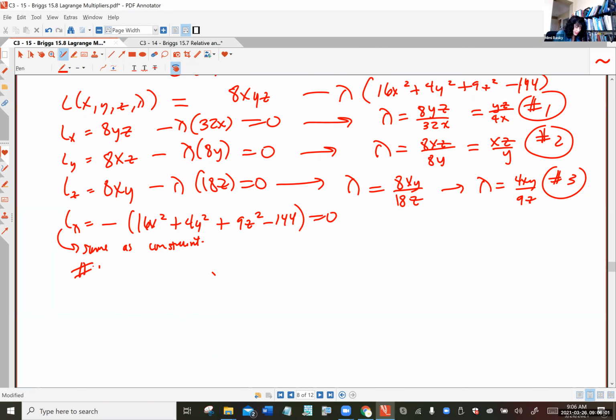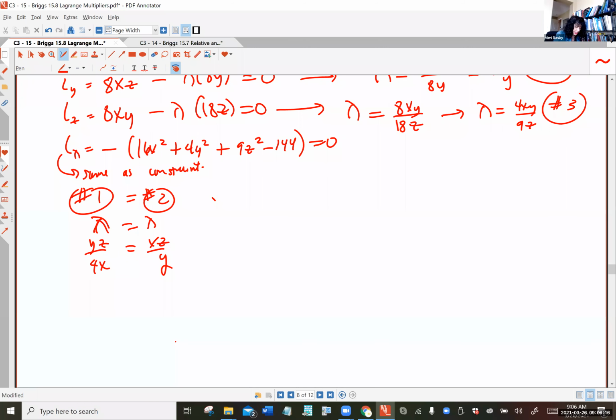So if I set the number 1 lambda equal to the number 2 lambda, because lambda has to be equal to lambda, that has to be true. I'm saying that yz over 4x has to be the same as xz over y. Has to be true. So then what? If I assume z isn't 0, divide out by z, multiply both sides of the equation by 4xy.